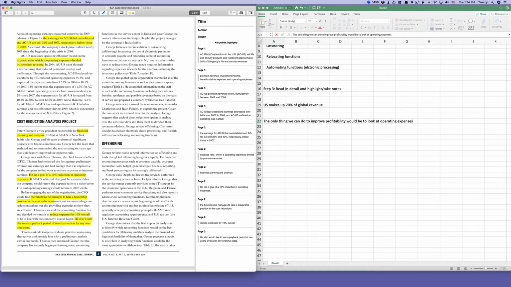George made notes on information regarding expenses relevant for the analysis, including the severance policy. See Table 7, Section F. So severance means that when you get laid off because of cost cutting, many companies will basically pay you out. They'll pay you some portion of your salary depending on how long you've been working there. So let's go take a look at Table 7 in Section F.